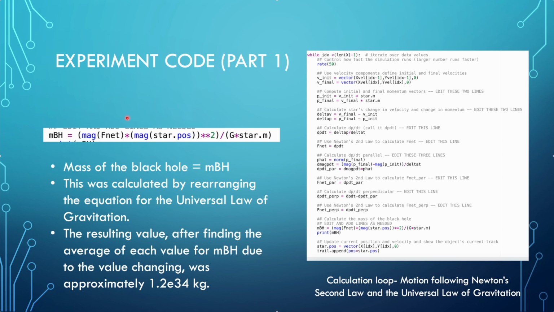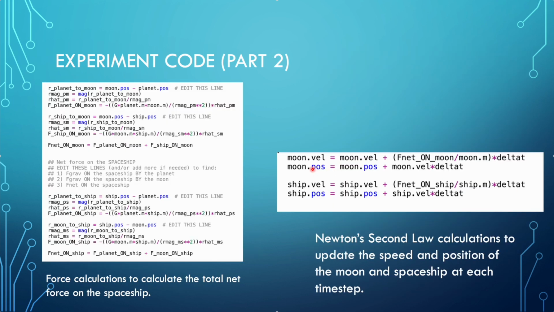So here's our experiment code for part one. We have the massive black hole code here, which was calculated by rearranging the equation for the universal law of gravitation. Our resulting value, after taking the average of each different value given for the massive black hole due to it changing in our calculation, was approximately 1.2 times 10 to the 34th kilograms. And here's our calculation loop on the right.